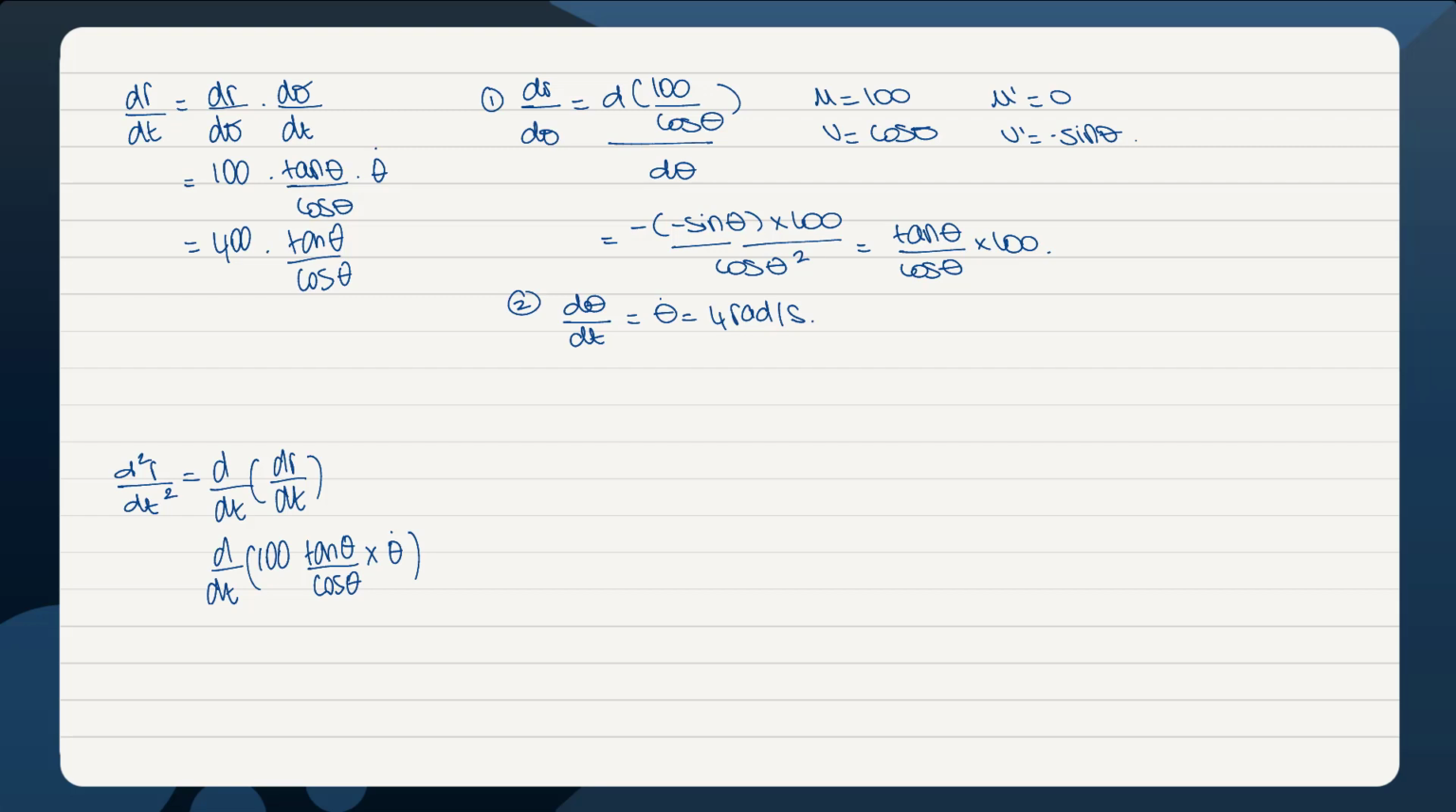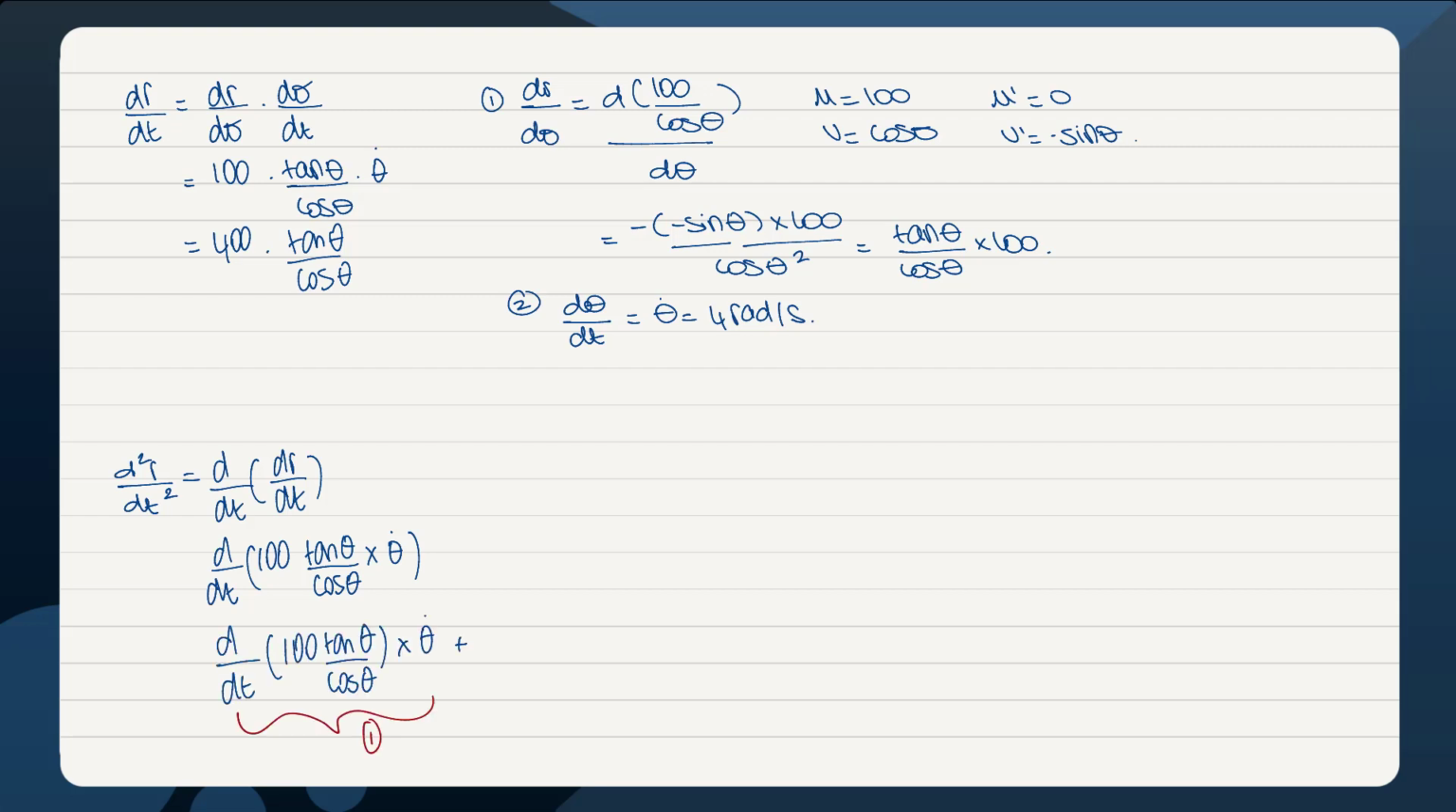respect to time. So you can notice here in the expression that we actually have the product of two terms. On the first side, we have 100 times tan theta divided by cosine theta. That's the first term, times the second term, which is theta dot. So we're clearly faced with the derivative of the form u times v. And so the derivative of that is u prime v plus v prime u.